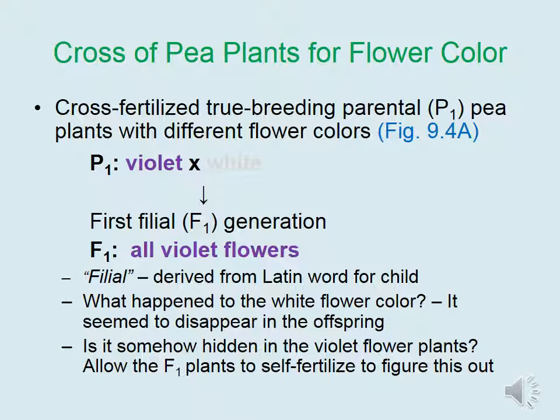These are surprising results because you would expect that some white flowers would appear in the offspring. So what happened to the white flower color? It seemed to actually disappear in the offspring. What Mendel wanted to know is if the white flower color was somehow hidden in the violet flower plants. Therefore, he allowed the F1 plants to self-fertilize to figure this out.